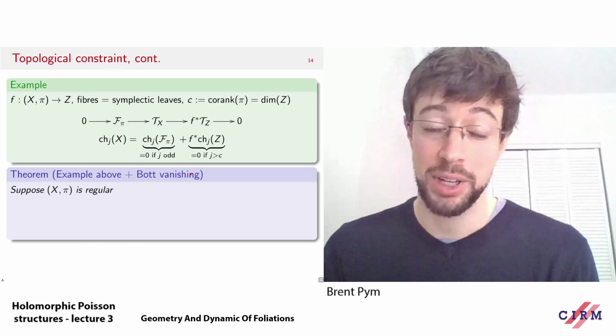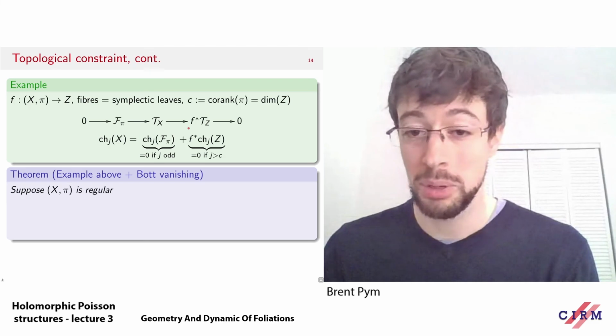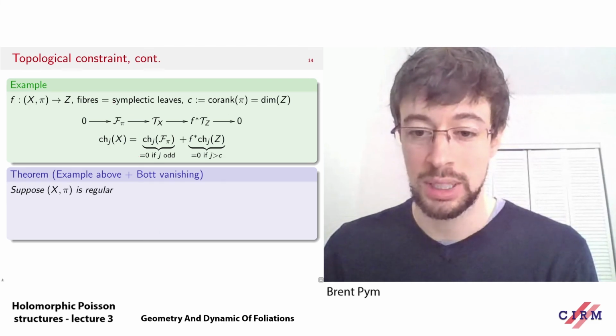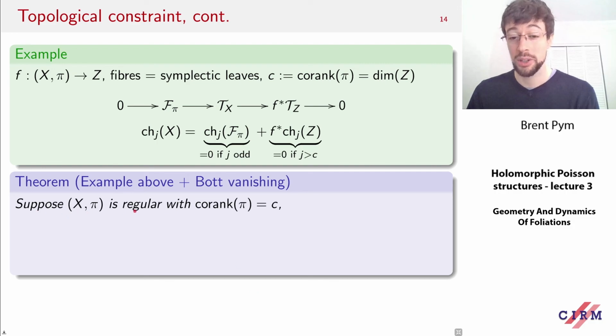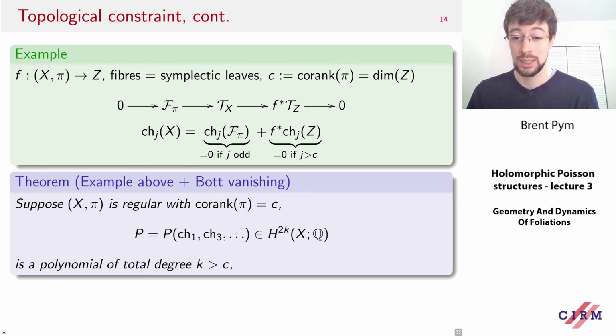So if you combine Bott's vanishing theorem with this simple-minded calculation about the Chern character, what you see is that if you have a regular Poisson manifold with co-rank C, then you can take any polynomial in the odd components of the Chern character, and as soon as that polynomial has total degree at least k, bigger than the co-rank C, it will have to vanish. So this gives a pretty strong constraint on the topology of a regular Poisson manifold. Any polynomial in the odd components of the Chern characters of sufficiently high degree has to vanish.